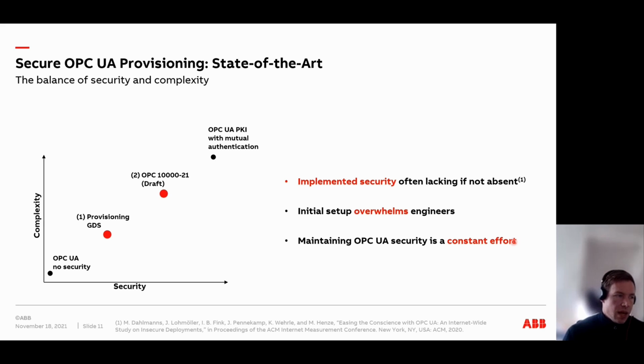And the first solution that I'll show you is called the provisioning GDS, which is compliant to the existing OPC UA specification. And the second solution that I will show is the OPC 10021 draft, which is an upcoming standard by the OPC Foundation.